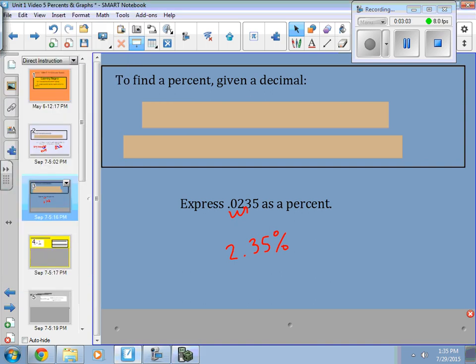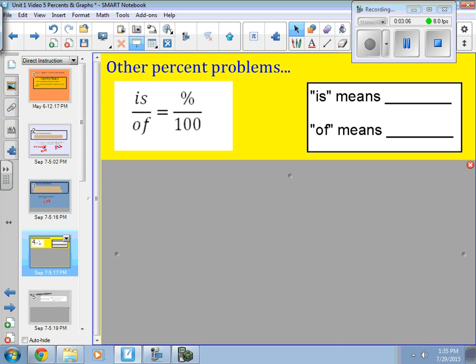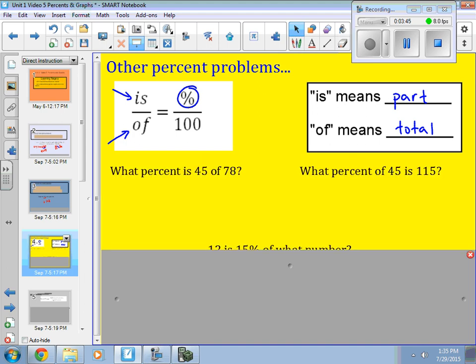All right, some other things you should know about percents is "is" in word problems means that you are trying to find the part. Okay, "of" means the total. So when you're doing percentage problems and you want to set them up as a proportion, if you like doing it that way, we always do our percentage out of 100, because 100 is the total percent, and then you want your part, the "is," over the total, the "of," and you can solve any percentage problem using a little proportion like this. All right, let's try a few out here.